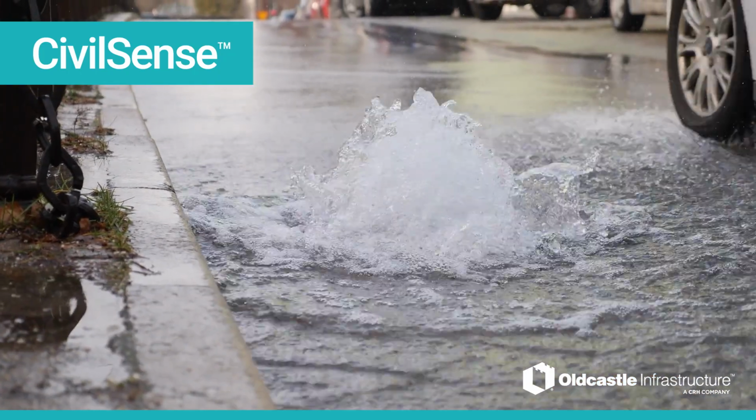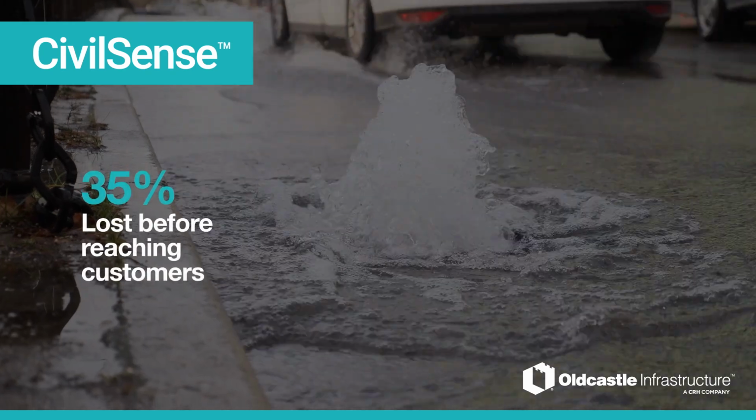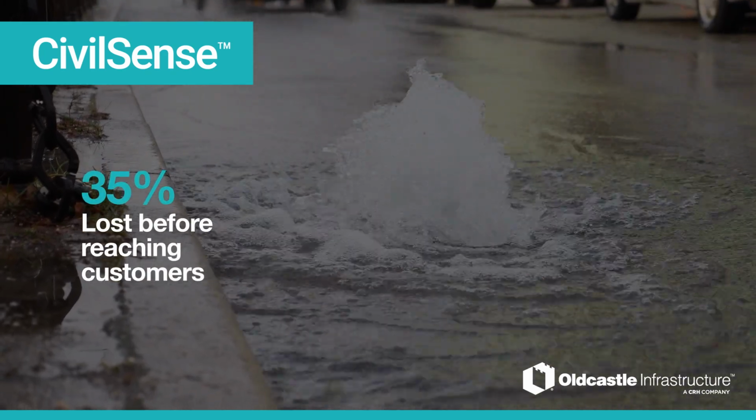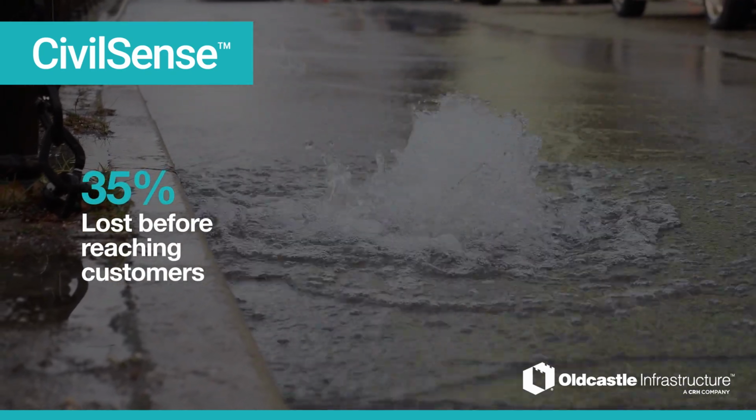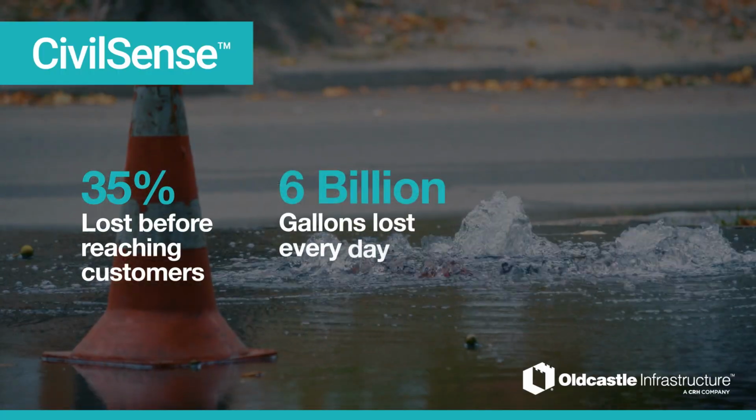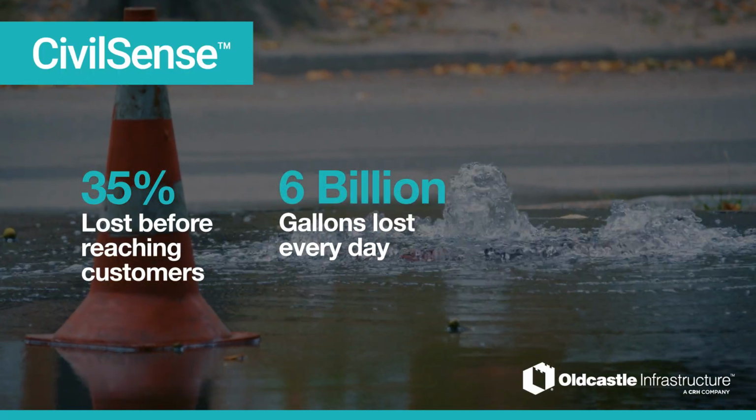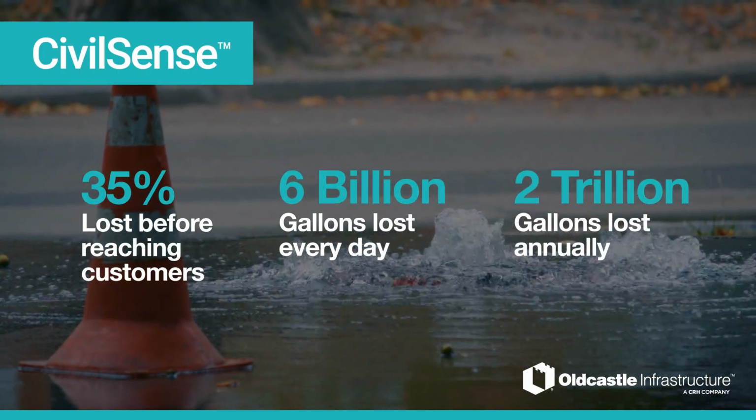According to the EPA, 40 of our states don't know where they'll get their water from in the next decade. Infrastructure is aging and failing, to the point where 35% of water is lost before it even reaches consumers. In the U.S., this amounts to 6 billion gallons lost every day and 2 trillion gallons lost annually.